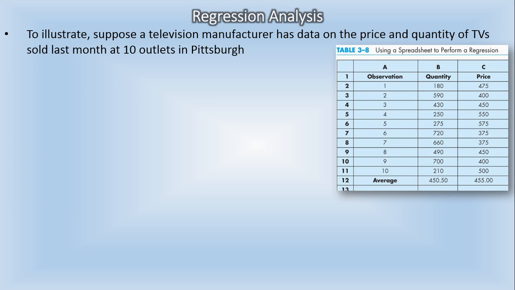They're not in order here. Let me see. This one goes down. No, they're not in descending order. So, I mean, the relationship is there. It's just not ordered. But anyway, these are 10 datums, 10 price quantity combinations observed in the Pittsburgh area for the TV market.